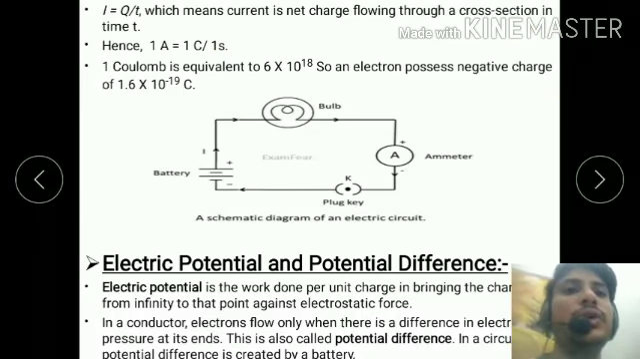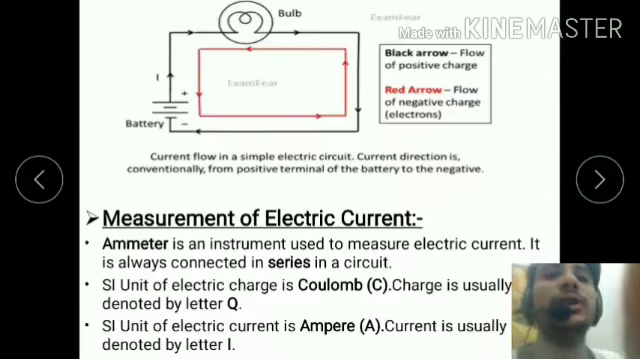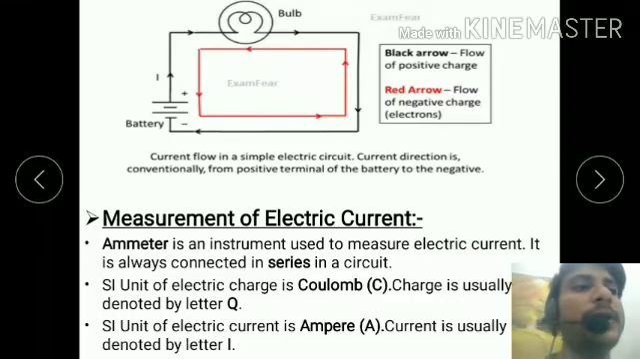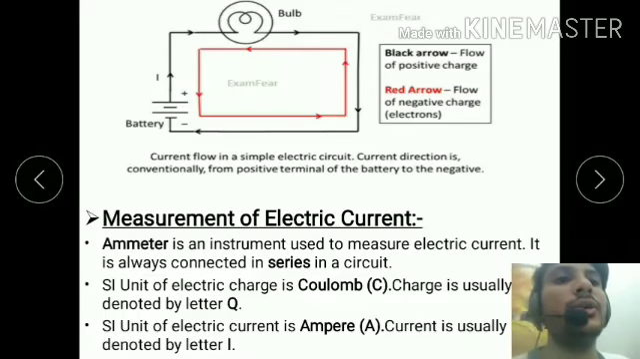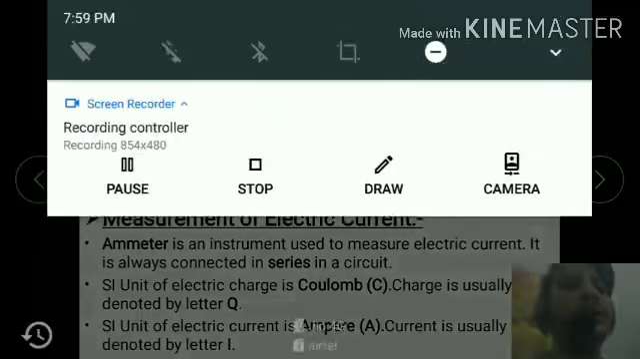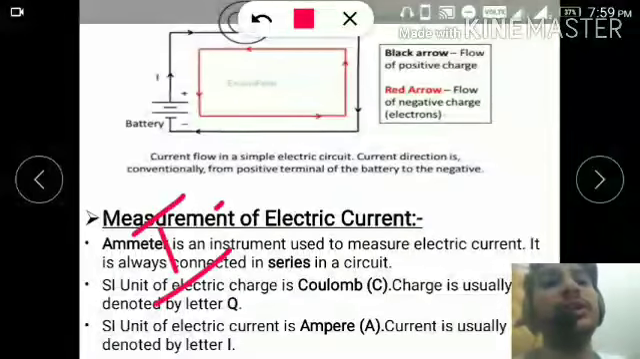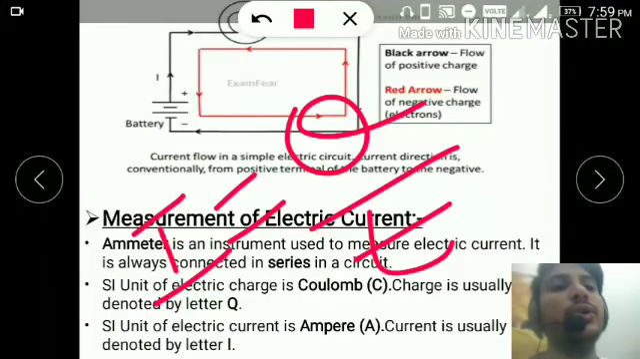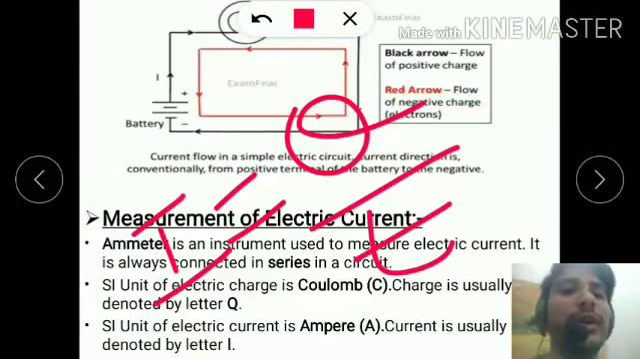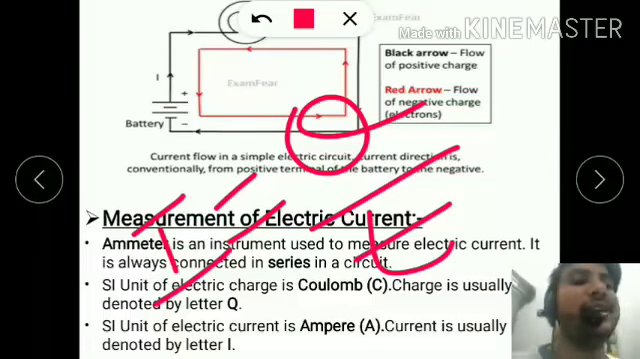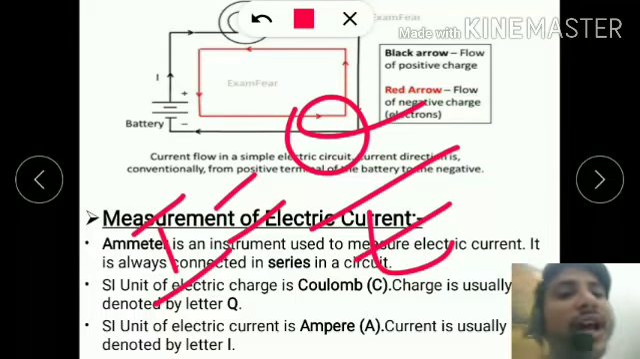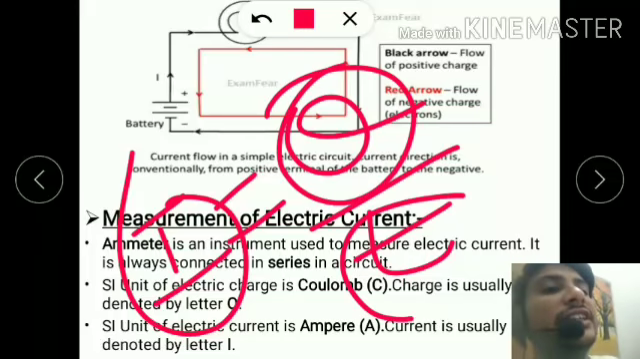I is equal to Q upon T. Sorry, I told you wrong. The formula was not Q is equal to I upon T. The formula is I is equal to Q upon T, and Q is equal to IT. Sorry, my mistake. I is equal to Q upon T, where I is the current, Q is the charge and T is the time.